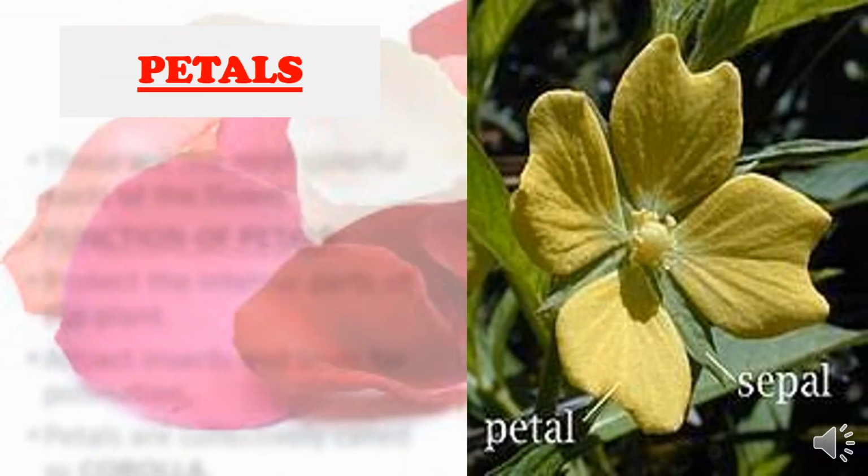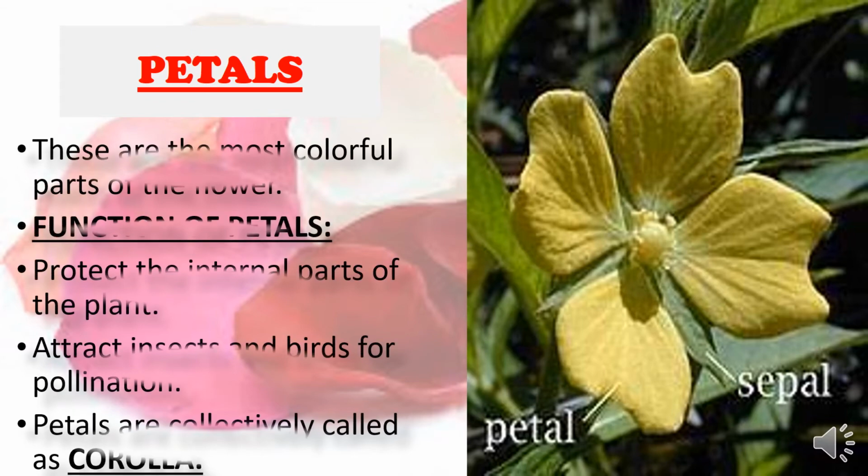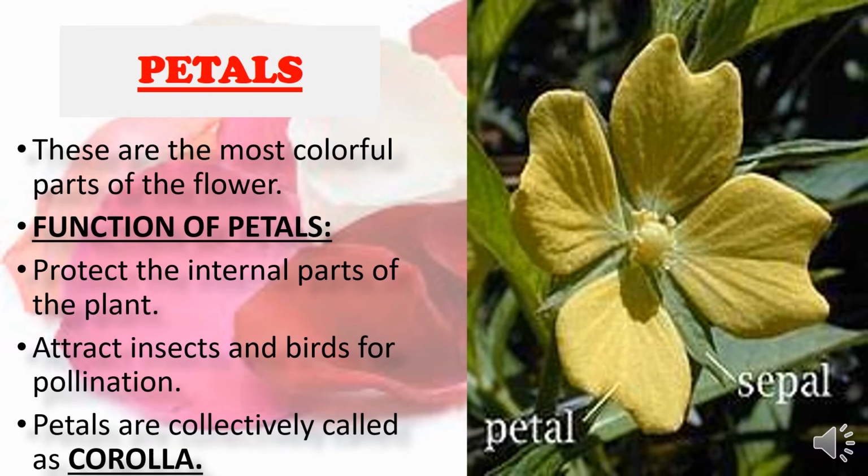The most beautiful part of the flower is the flower petals. You can see the picture that sepals are different and petal is different. These are the most colorful parts of the flower. What is the function of these petals? It protects the internal parts of the plant. It attracts the birds and insects for pollination. Yes, for pollination to occur, these beautiful flowers attract. Whenever we see beautiful flowers, we always go near them and watch them very nicely. Why? Because of the beautiful petals only.